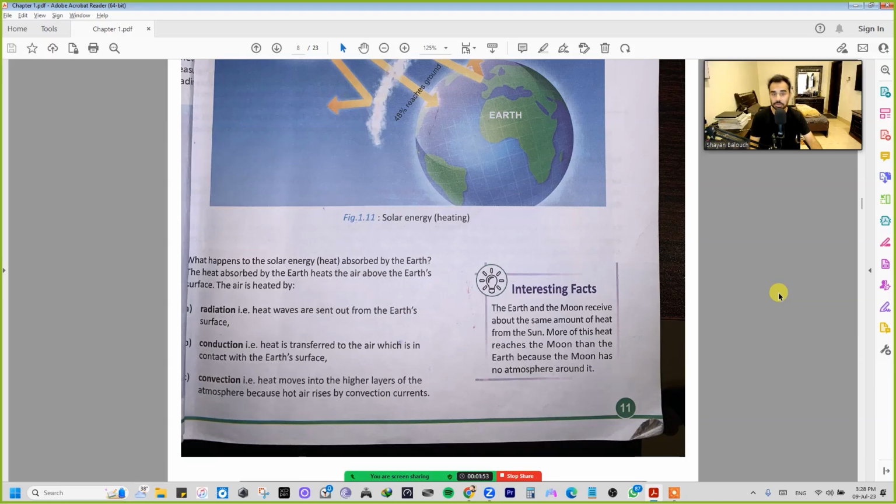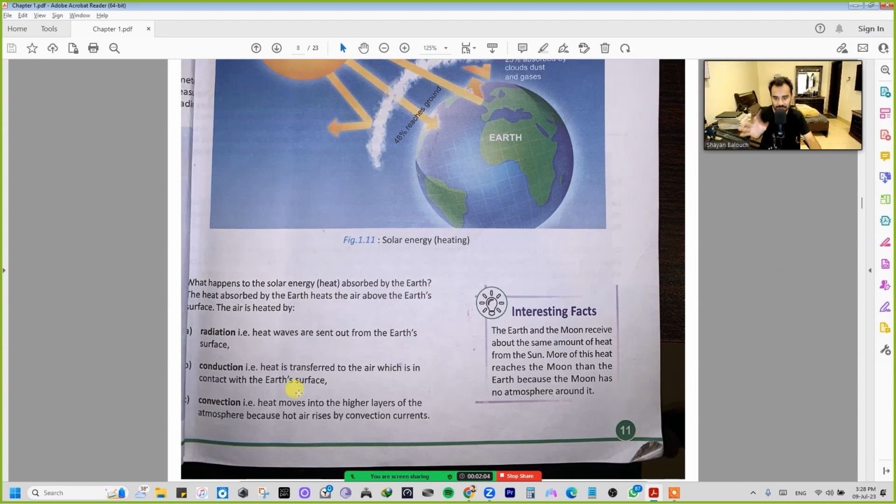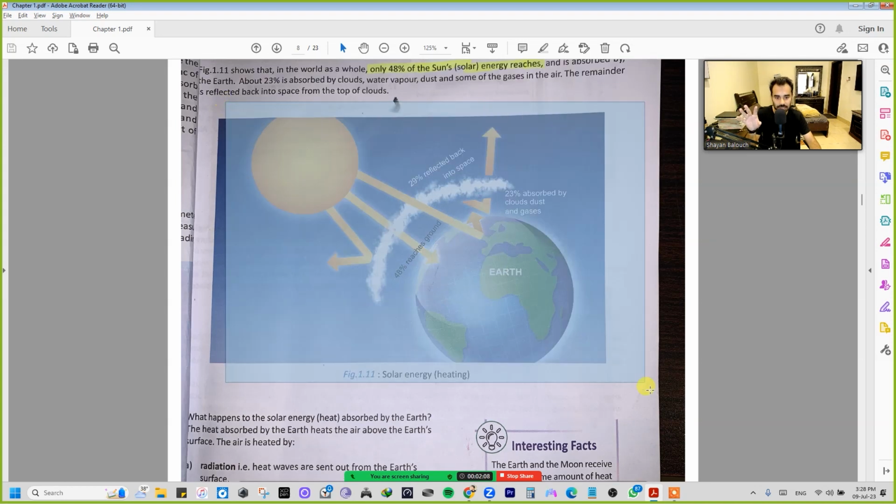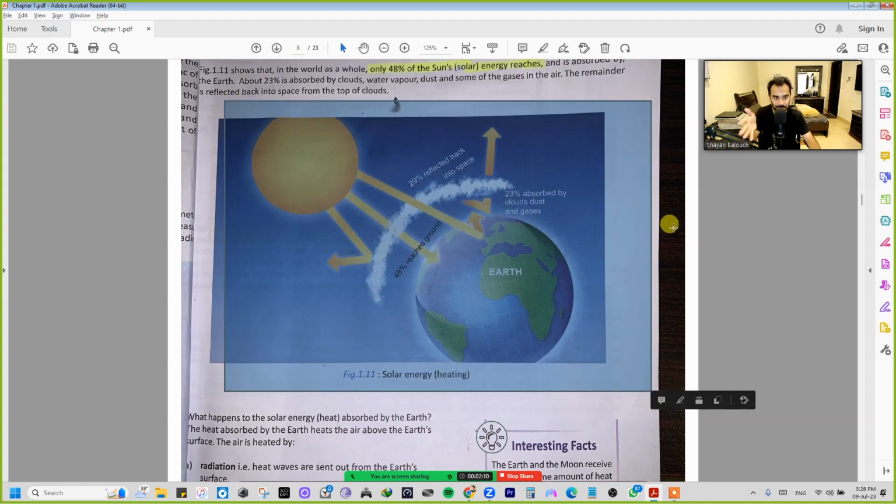So students, now let's try to understand the concept of radiation, conduction, and convection. Okay, so I will try my best to explain this on your level. I'm not going to explain it in a very complex way. Now, inshallah, if you understand this concept, then it will be a piece of cake to understand this entire picture, that what is exactly happening over here.